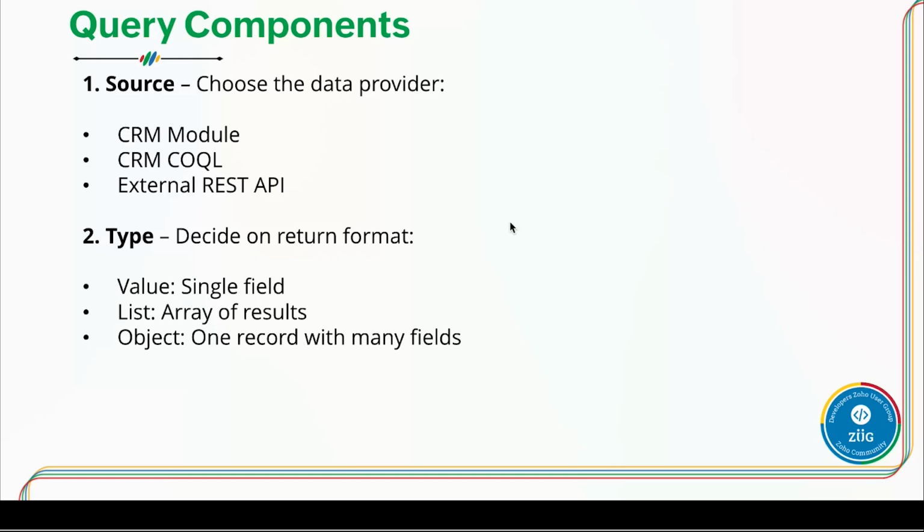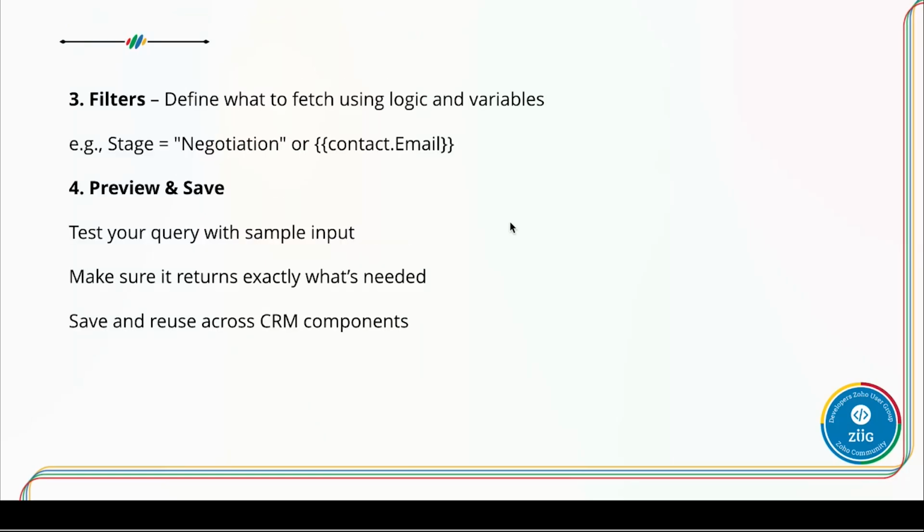Now that we've established what a source and type is, let's move on to the filters. Filter logic is where you use variables to dynamically narrow down results. For example, you want to fetch all the deals of a particular contact. In that case, you use a variable for the contact, and then every time the value is passed to that variable, the related deals are fetched for that contact. So filters is where your query logic resides.